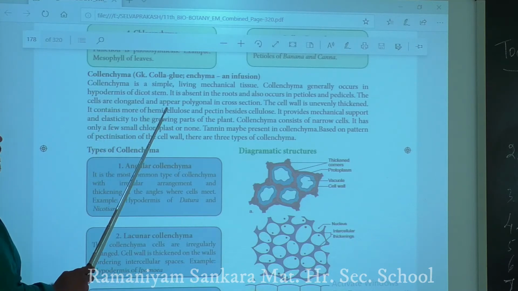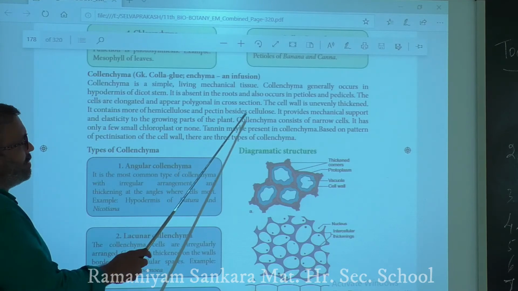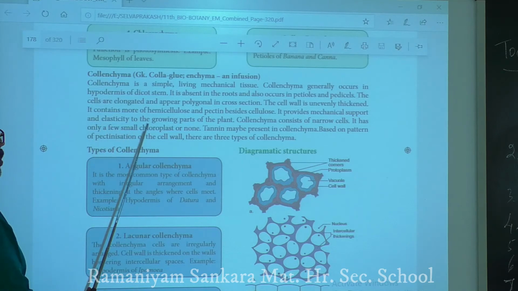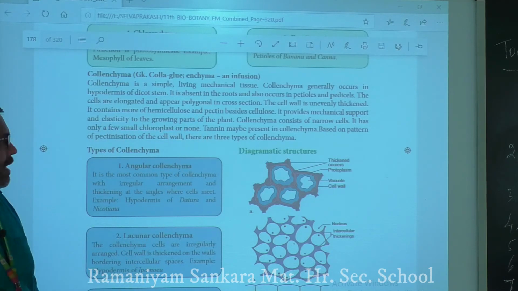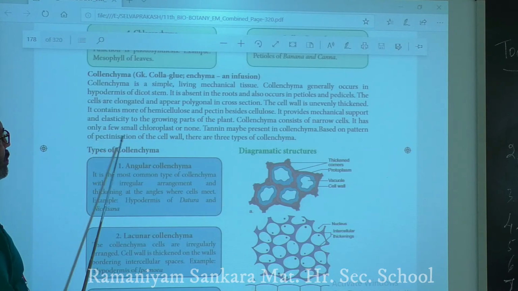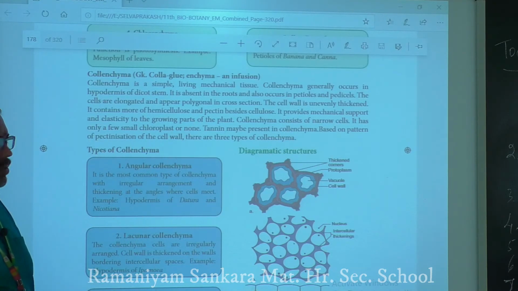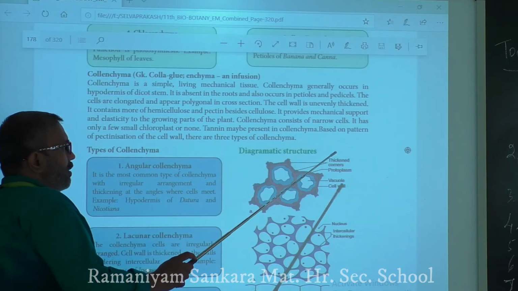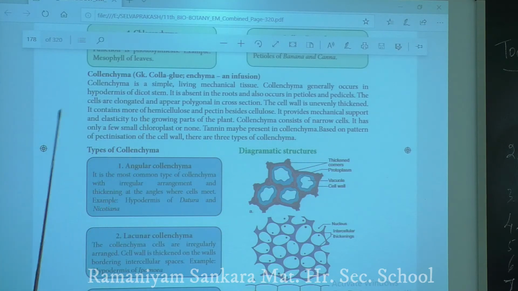It contains more hemicellulose and pectin besides cellulose. It provides mechanical support and elasticity to the growing parts of the plant. Collenchyma consists of narrow cells. It has only a few small chloroplasts or none. Some collenchyma have chloroplasts. Tannin may be present in the collenchyma. Based on the pattern of thickening of the cell wall, there are 3 types of collenchyma.